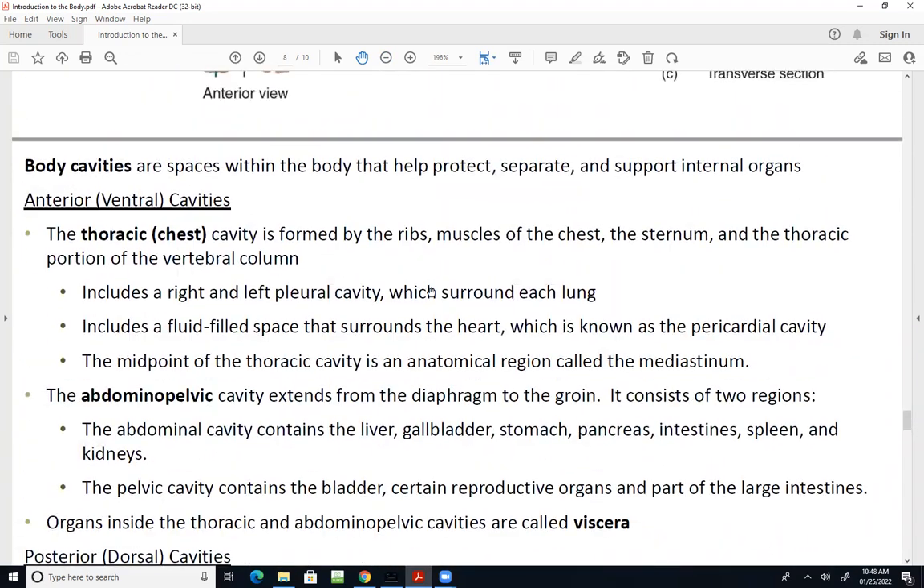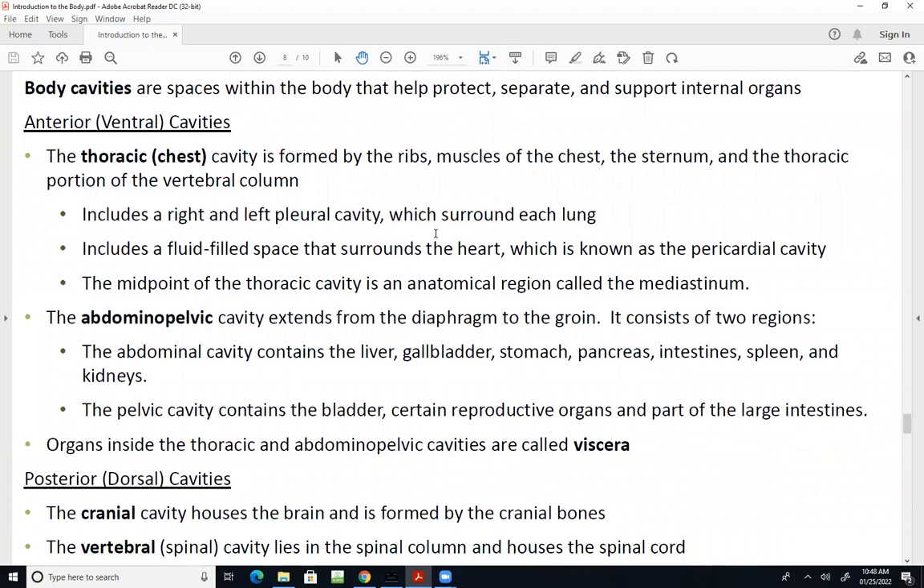Okay, let's talk about body cavities. Defining body cavities, there are spaces within our body that help protect, separate, and support our internal organs. So basically, it's these spaces where our organs are at and they're organized. So our organs aren't just kind of floating around the body like a raft on a lazy river. Obviously, that's not the case.